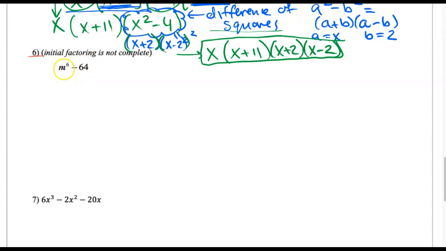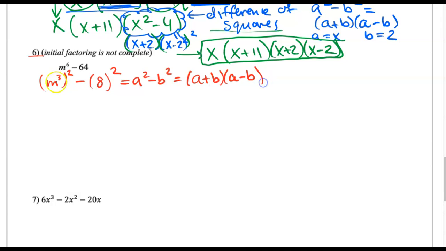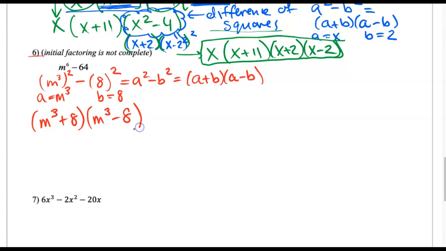So we might say, okay, because I could think of this as m cubed squared minus 8 squared. So it's a difference of squares. So I could maybe use this formula, which factors into a plus b and a minus b. In this case, a would be m cubed, because m cubed squared is m to the 6th, and b would be 8. So this could factor into m cubed plus 8 and m cubed minus 8.